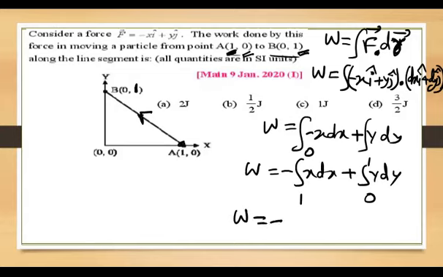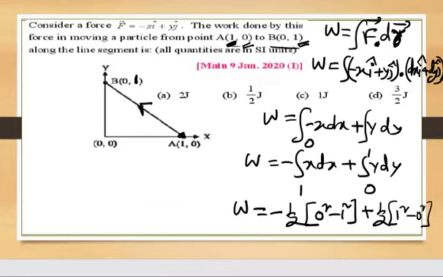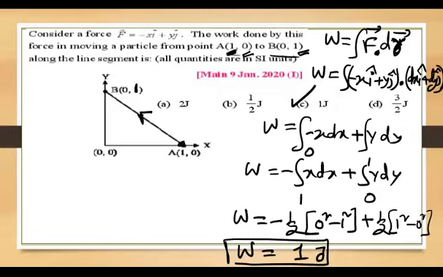That is x square by 2. So it is nothing but 0 square minus 1 square, half of 1 square minus 0 square. So it will be equal to what? After solving it, half plus half, 1 joule. So C option is correct.